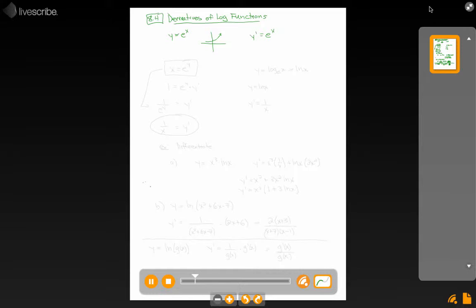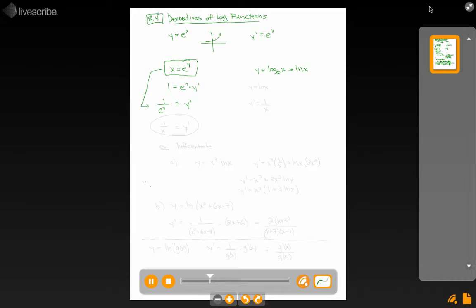What I want to do now is look at the inverse of that function. So in other words, x equals e to the y. That can also be written as y equals log base e of x, or in other words, ln of x. But let's look at it this way for a second. If I take the derivative of this implicitly with respect to x, I'll get that 1 equals e to the y times y prime. And if I solve that, I get y prime equals 1 over e to the y.